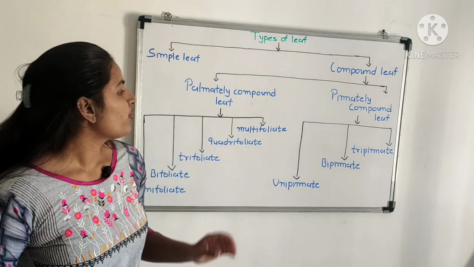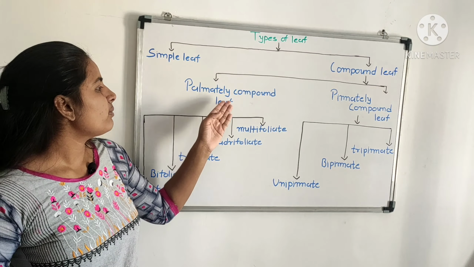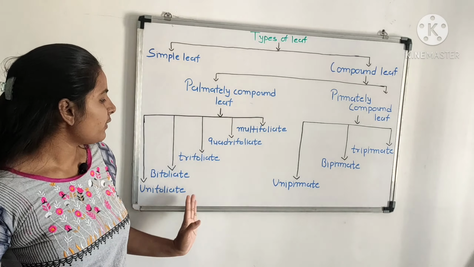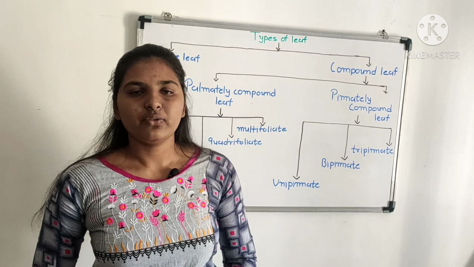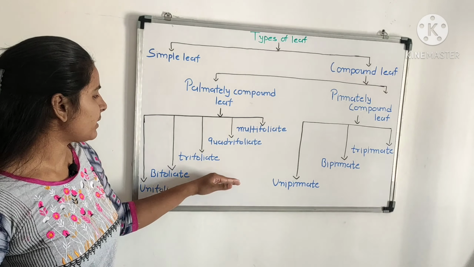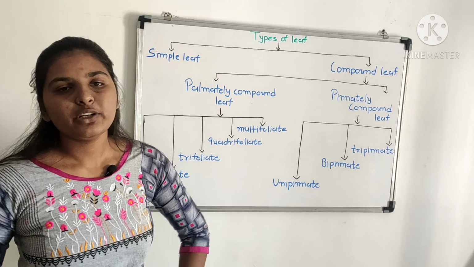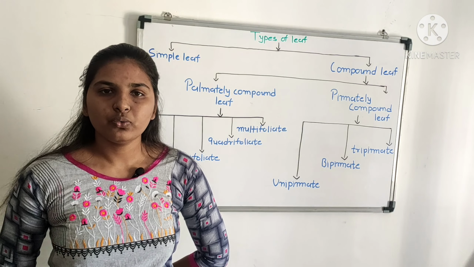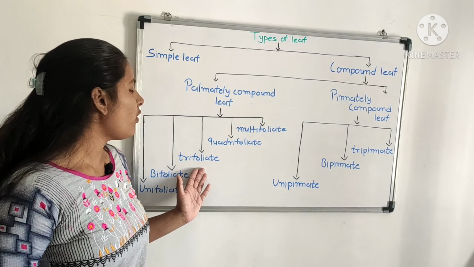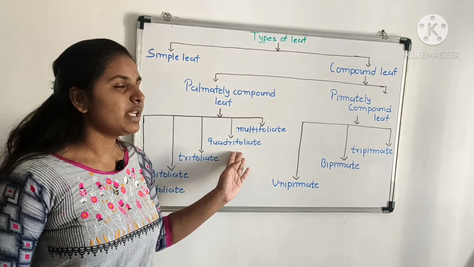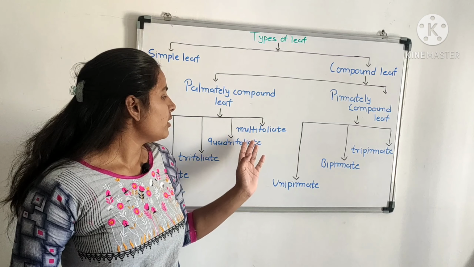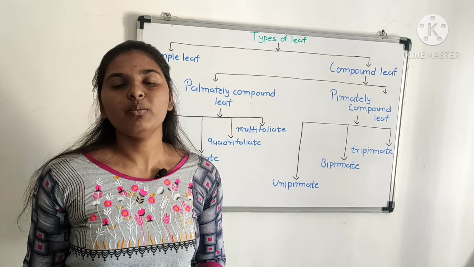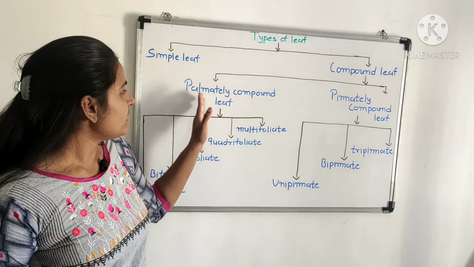Okay. So in palmately compound leaf, based on the arrangement and number of leaflets, we have 5 other types: unifoliate, bifoliate, trifoliate, quadrifoliate and multifoliate. In unifoliate we have only one leaflet. In bifoliate we have only 2 leaflets. In trifoliate we have only 3 leaflets. In quadrifoliate we have only 4 leaflets. And in multifoliate we have 5 or more leaflets. Okay, this is a palmately compound leaf.